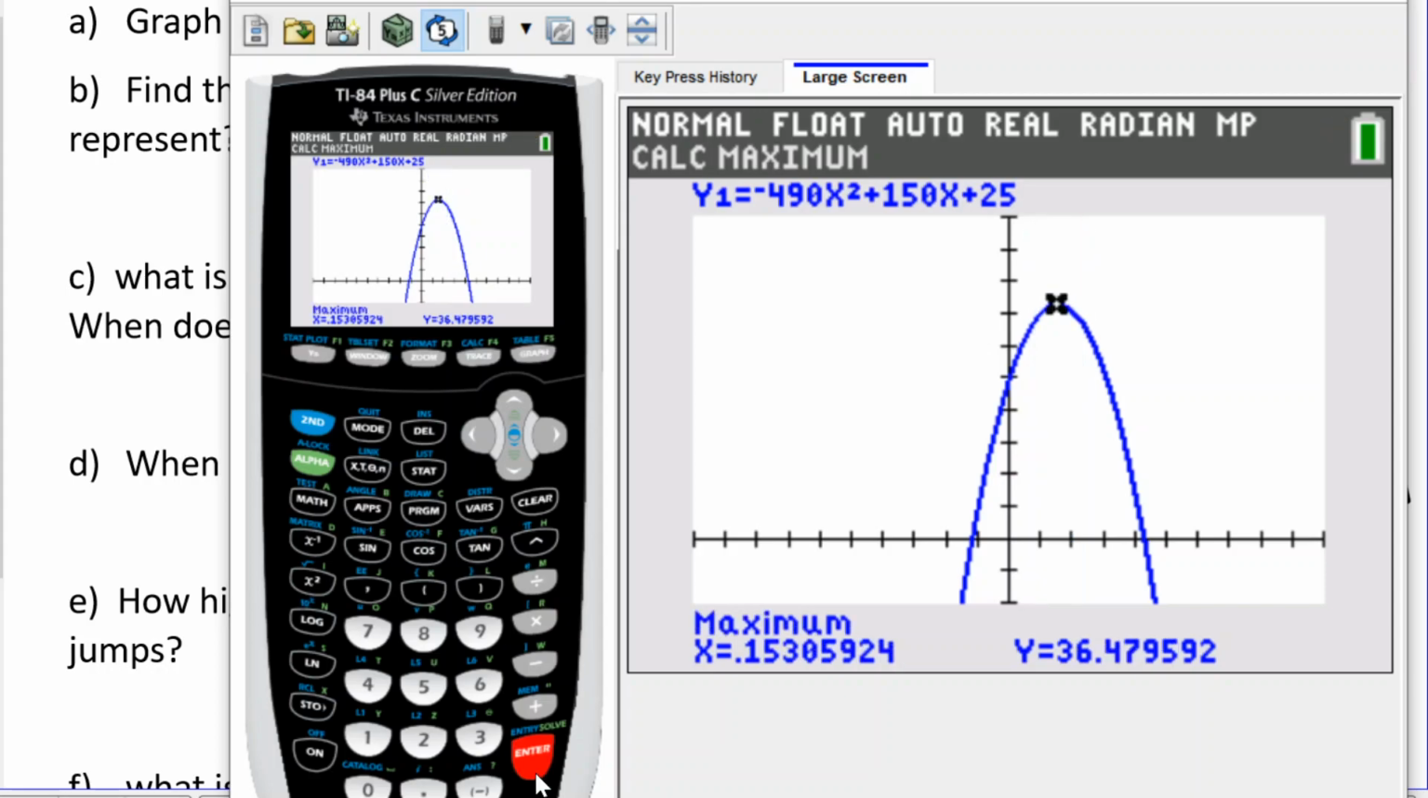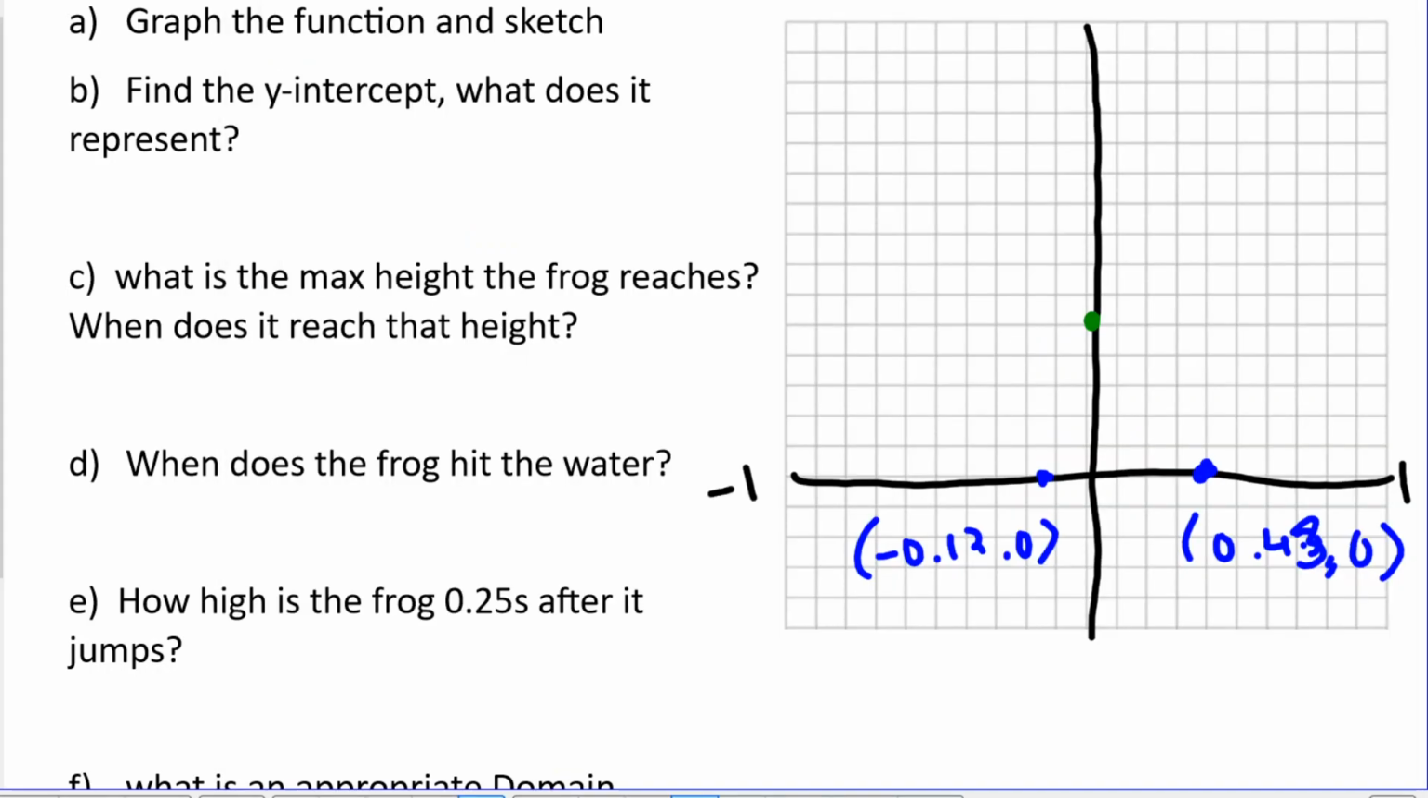And so it's 0.15, 36.48. 36.5. So 0.15, I'm going to go about 1.5 boxes over. 35, going to be right about here. All right, and we're just trying our best to sketch. We're trying to represent it as accurately as possible, but we know it's not going to be perfect. All right, so there's our sketch.